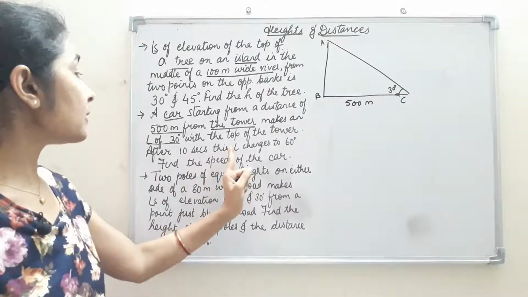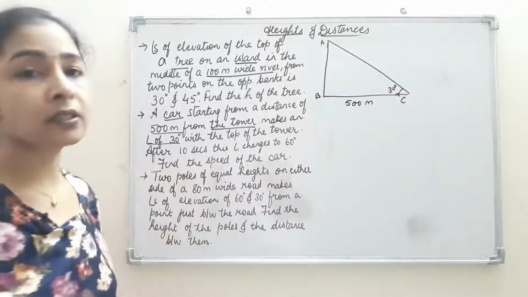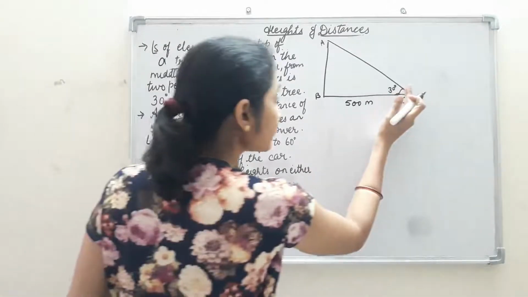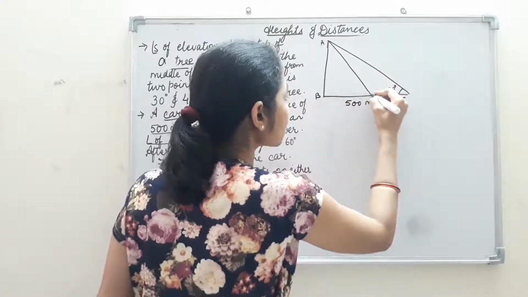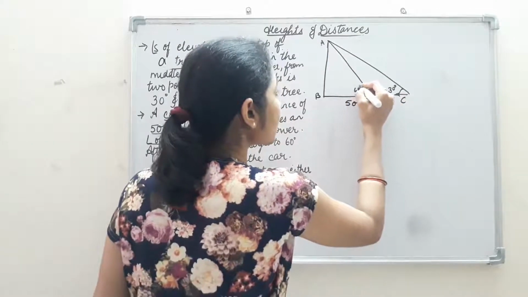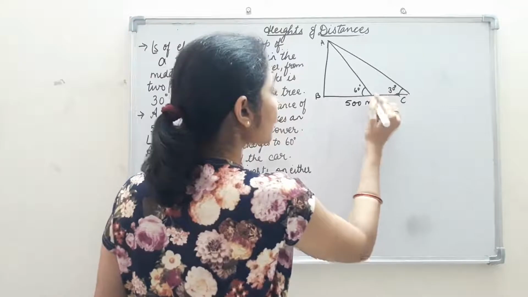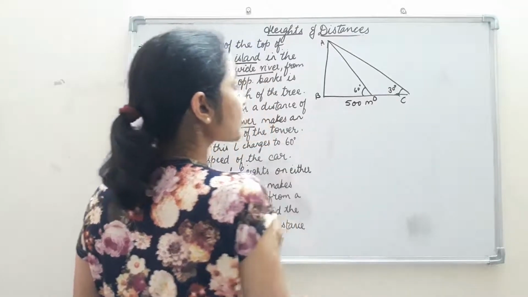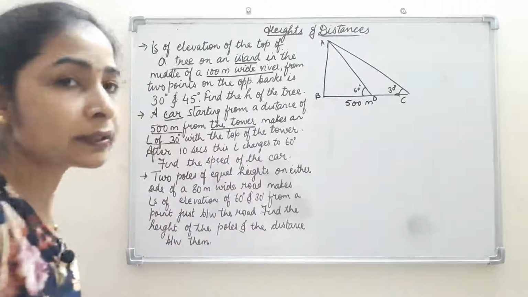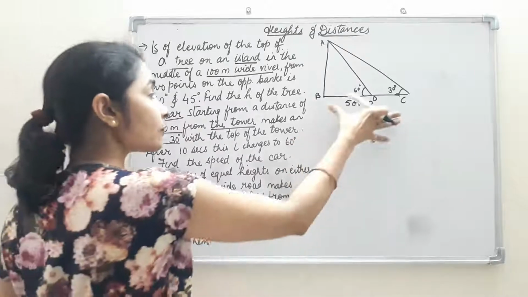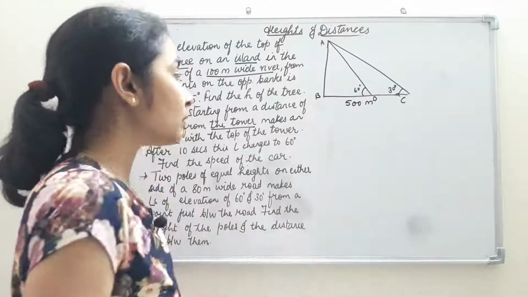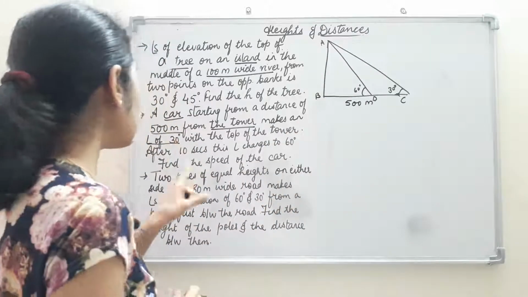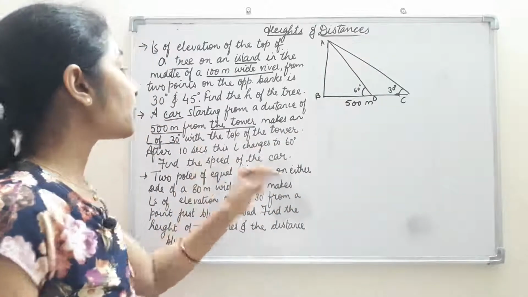After 10 seconds, this angle changes to 60 degrees. So in 10 seconds the car moved a distance, let us name this CD. The total distance is 500 meters. The car covered the distance CD in 10 seconds. Find the speed of the car.